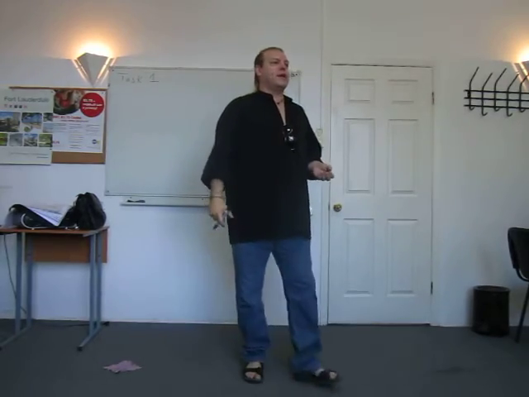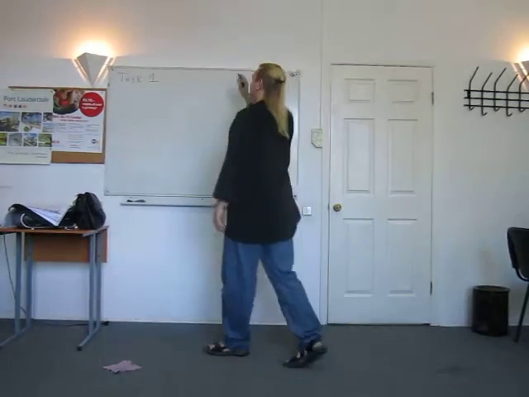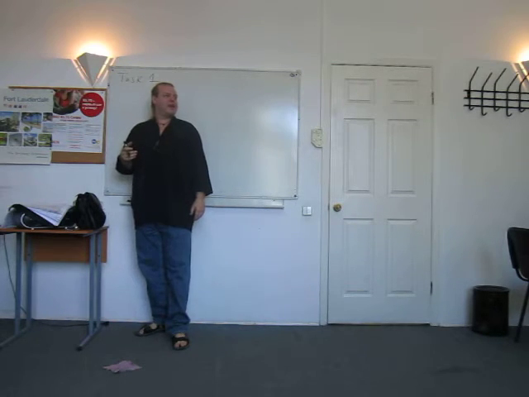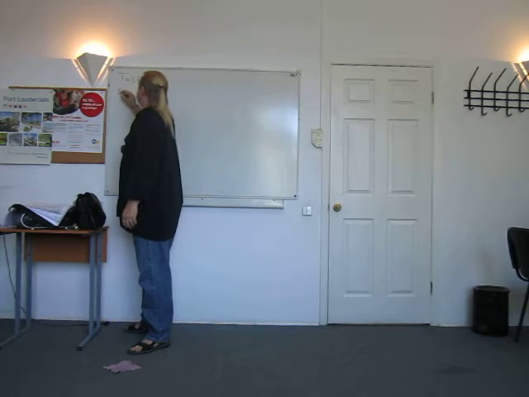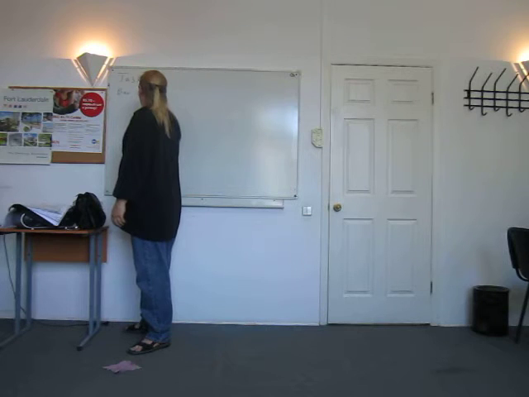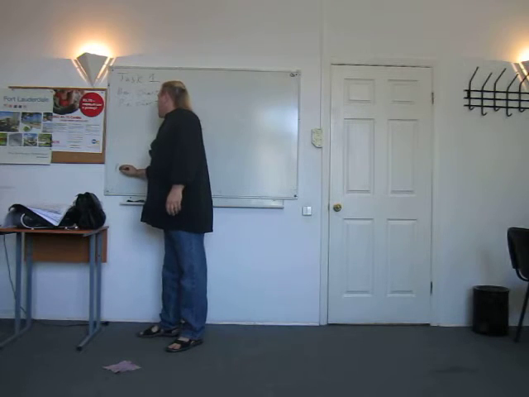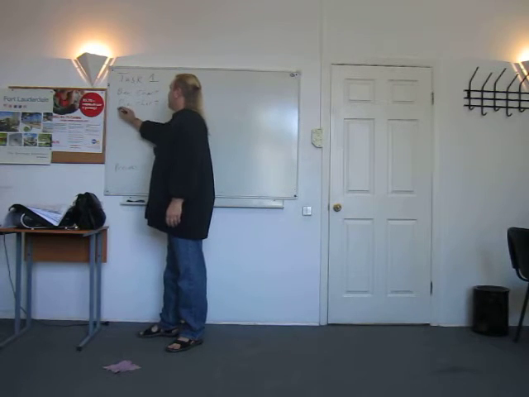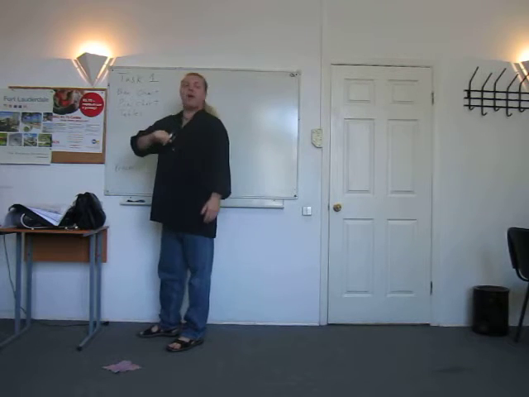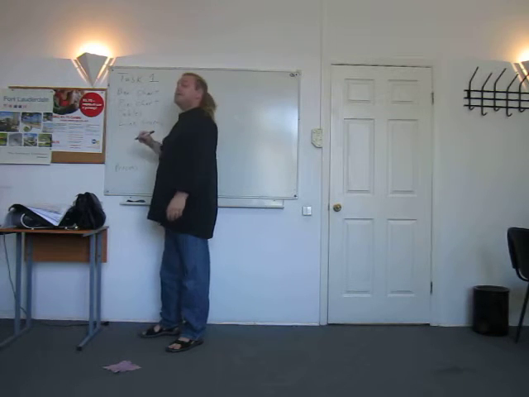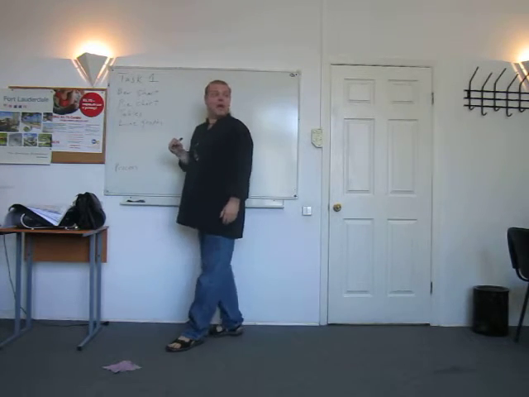All right, task 1 writing. Task 1 writing. Okay? What are the different types of graphs that we're going to get? Who remembers those? Okay, you got a bar chart. Got a pie chart. We'll put process down there. Tables. Line graphs. Maps.